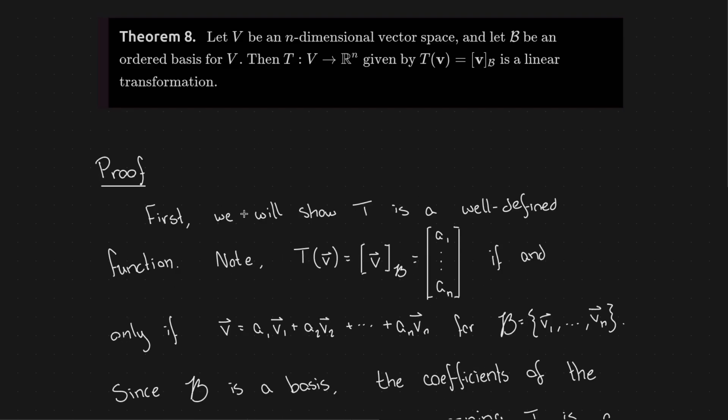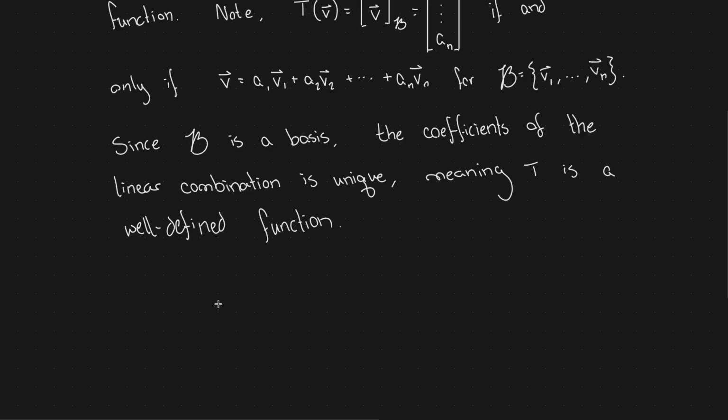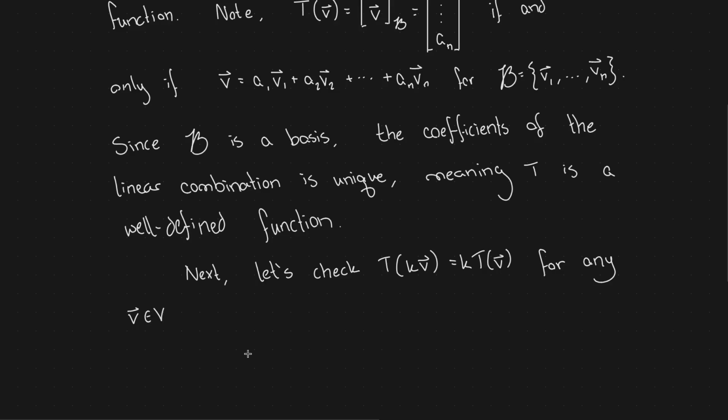The rest of the proof is very straightforward. We're going to check the usual things we check for a linear transformation. Now that we know it is a transformation, that it is a function, we need to check, next, that the transformation of k times a vector v is equal to k times the transformation of v for any v in the domain and any scalar k.